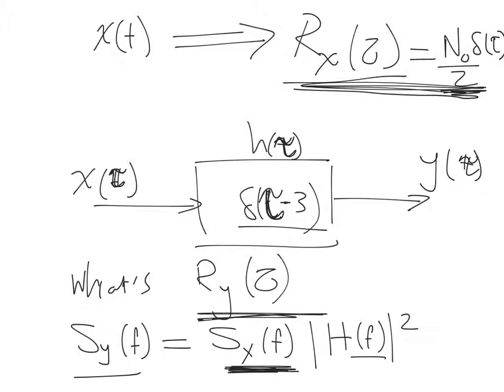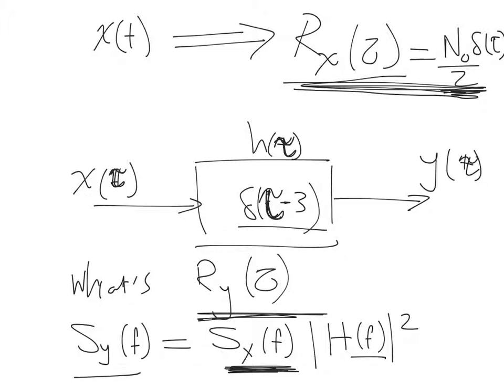Anyone got the answer? Is it the same? Yes, the same. You mean the output process Ry is going to be the same as n naught? Yes. So it's n naught over 2 times the delta of t or delta of tau.